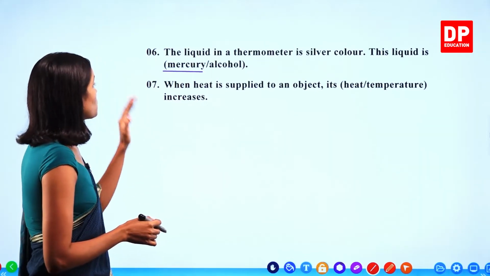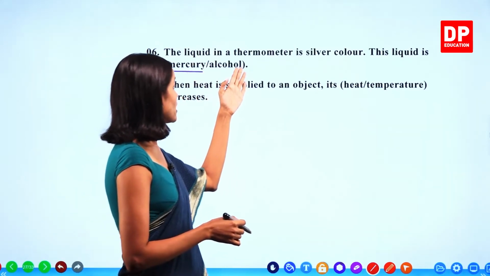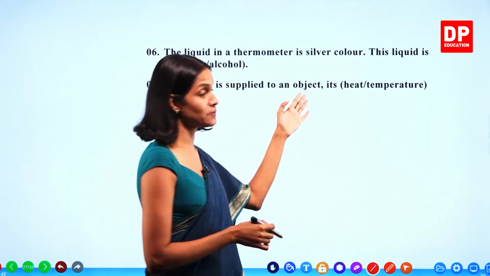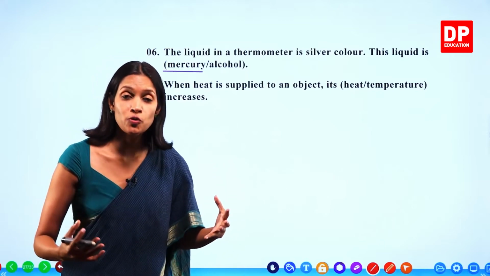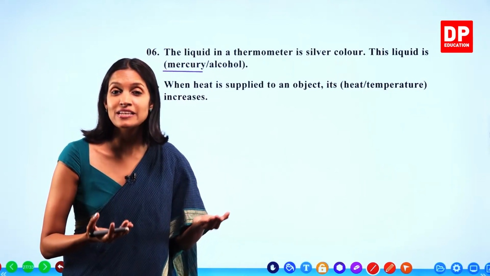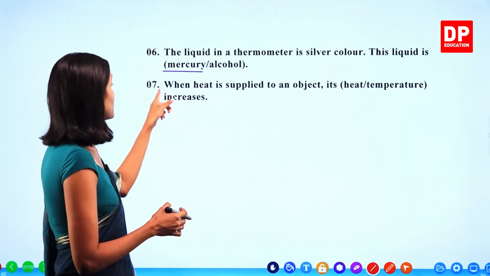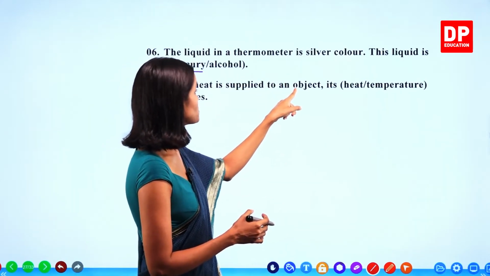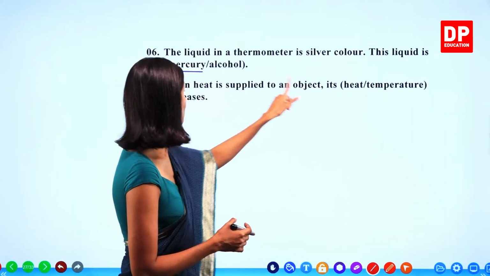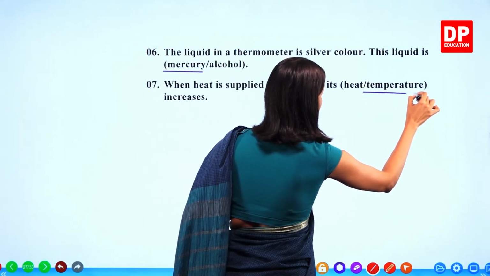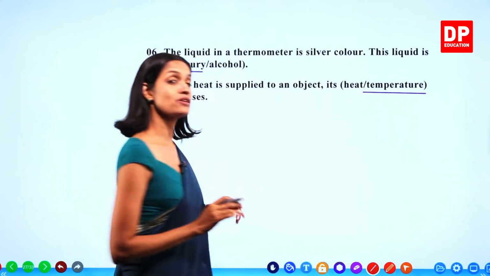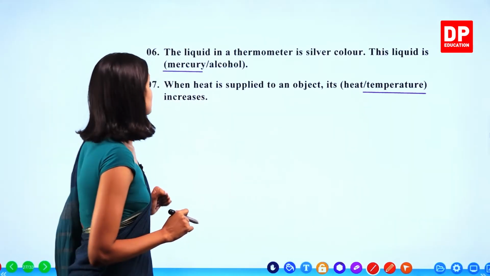7. When heat is supplied to an object, what happens? When heat is supplied to an object, it absorbs heat and its temperature increases, right? Its temperature increases. Okay, we'll move on to the next.